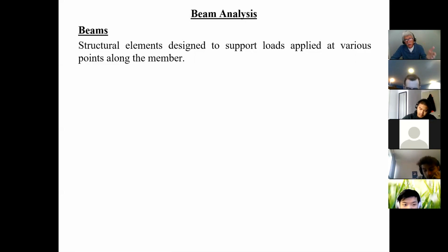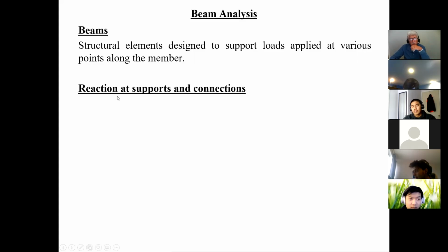Now, next year is where you'll learn how to actually design these beams in reinforced concrete, in wood, and steel. You'll learn how to actually design them, what size they have to be. In this course here, I just show you how you have to evaluate what is the amount of force that each beam has to be resisting up to. And that's what analysis is all about.